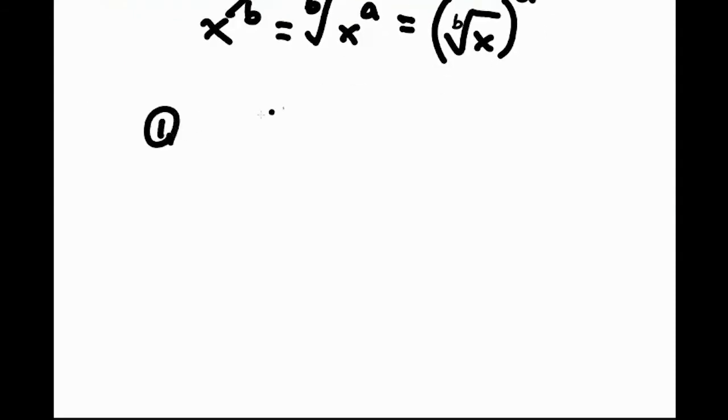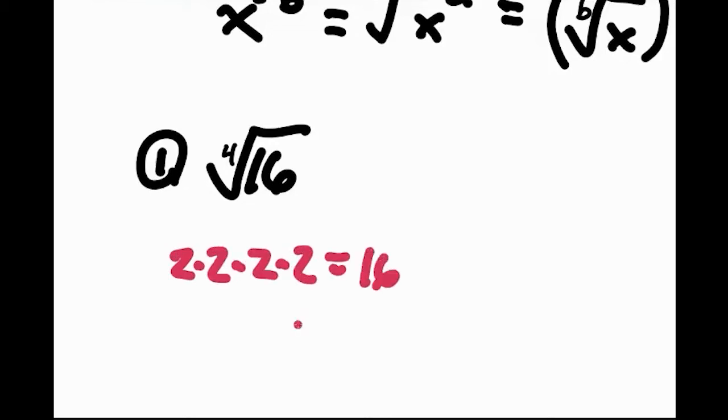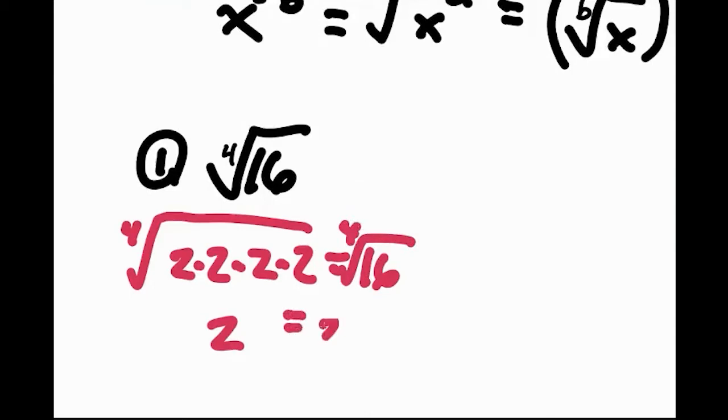So number 1, what is the fourth root of 16? Does anybody know this? You're looking for what number, if you multiply it by itself 4 times, you get 16. 2. Okay. So if you did 2 times 2 times 2 times 2, you get 16. So if you fourth root this, you get 2. And then if you fourth root this side, you also get 2. So that means this is actually equal to 2.